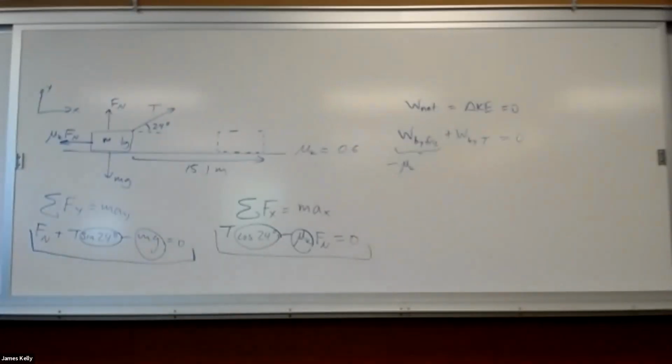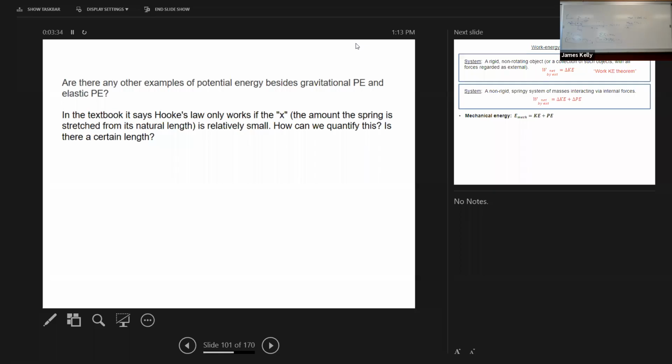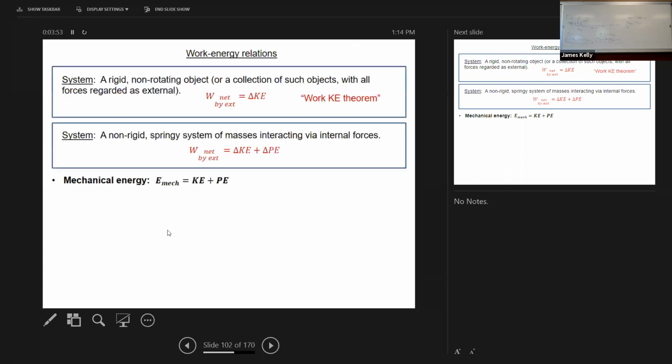But when we talk about a spring in this class, we're going to assume that for whatever region of stretching we're talking about, it still obeys Hooke's law, even though we know for a real spring, you have to be careful. It depends on the details when it's not true anymore. In the textbook, it says Hooke's law only works if the x, oh, sorry, we did that one. All right, so let's move on.